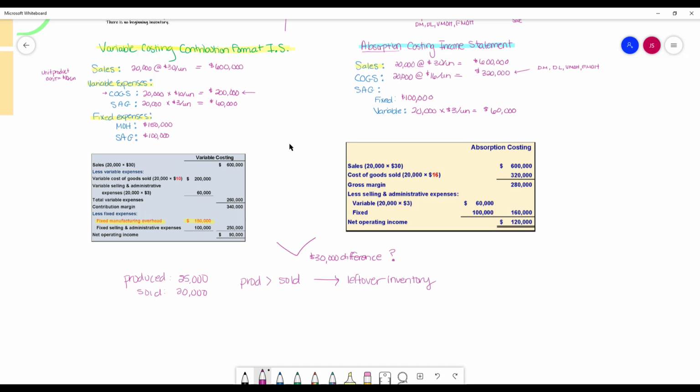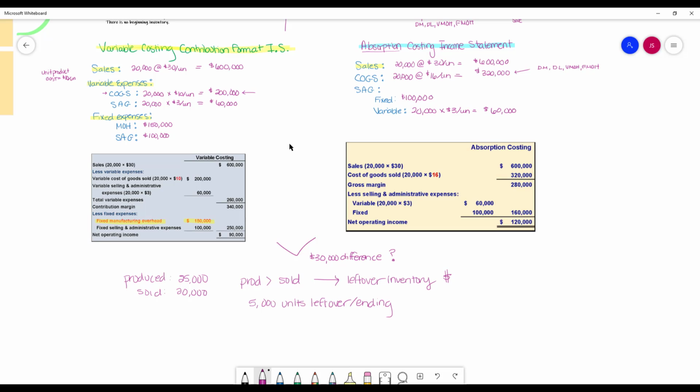And that leftover inventory has costs associated with it. And those costs are sitting in finished goods until you sell those units, and it's only when you sell those units that the costs attached to those units are released onto the income statement in the form of cost of goods sold. So in this case, how much leftover inventory did we have? We had 5,000 units left over, or our ending inventory, to go into year 2 with.